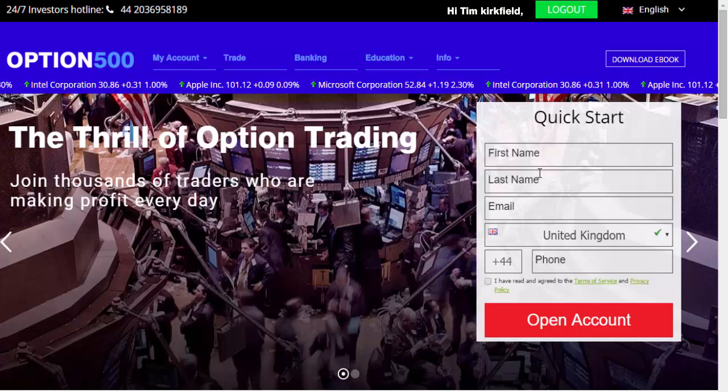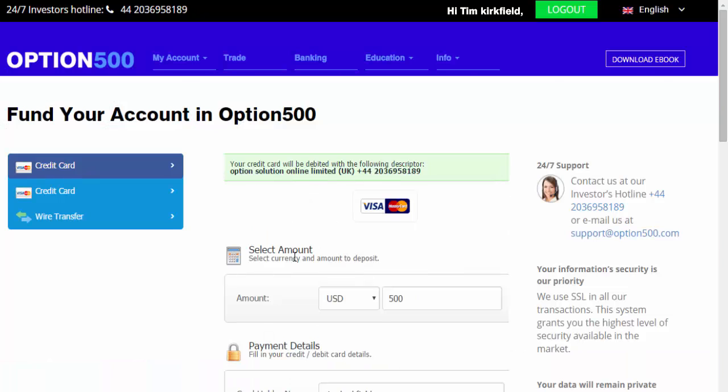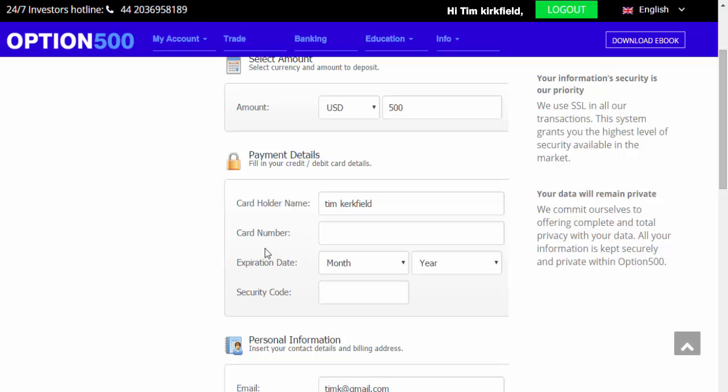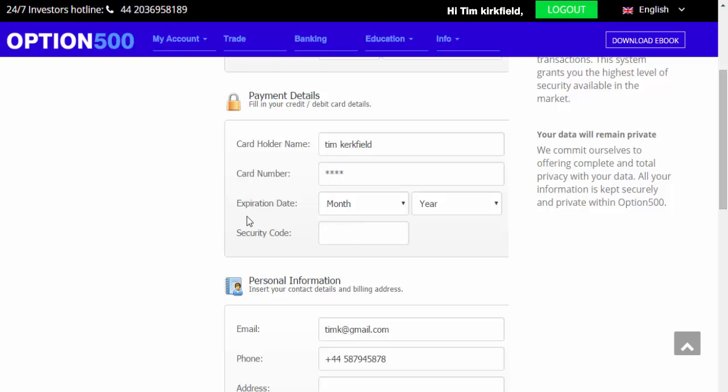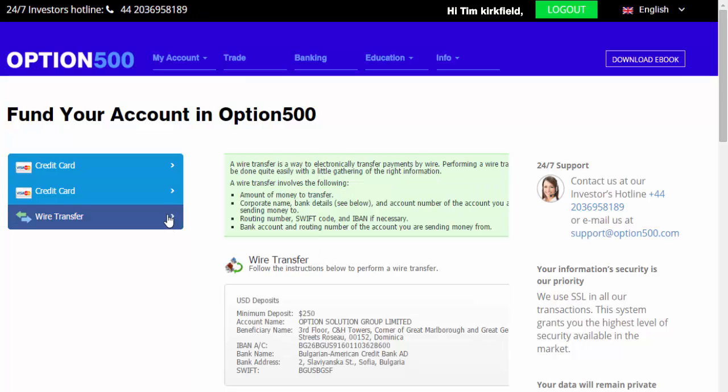As you can see, I opened Option500's website, and from the right you have the quick start registration form. You fill in your details and then you press open an account. Later, you will be transferred into the broker's deposit page to make your first initial deposit. I started with 300 euros last week. It is of course up to you how much you want to risk and deposit. The minimum is 250 euros, just for your knowledge.